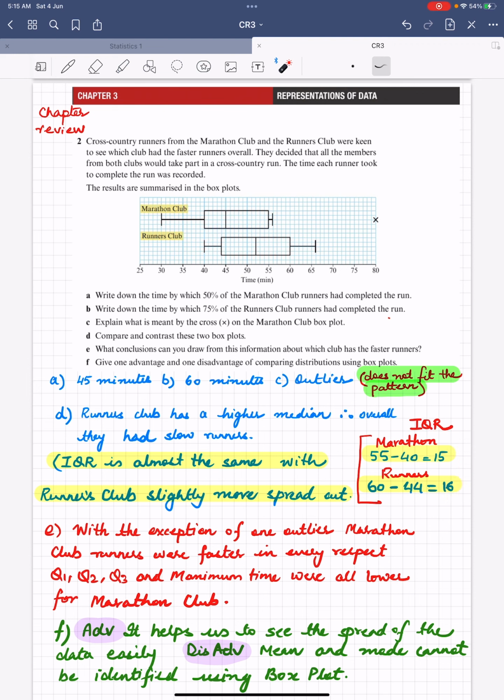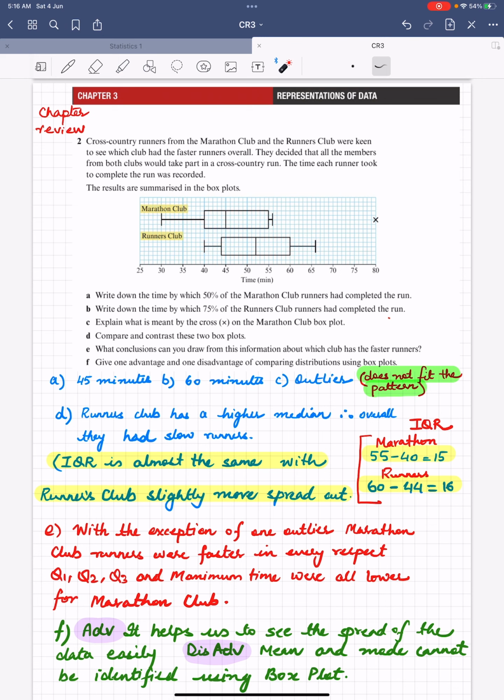Then question E, what conclusions can you draw from the information about which club has the faster runners? So as we've already discussed, with the exception of this one runner here, Marathon Club is overall fastest. In all quartiles Q1, Q2, Q3, and the fastest runner and the slowest runner, all are faster in Marathon Club.